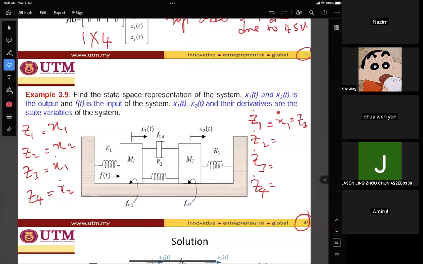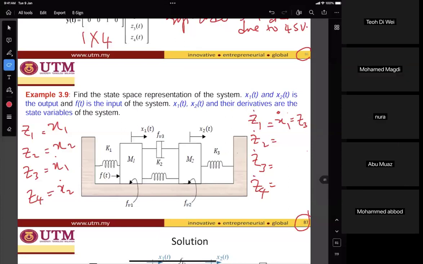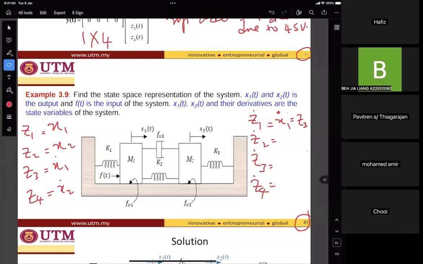Tak datang. Hello. Amirul. Second state variable. Z2 dot. Hello. Kita planet lain. Oh, tak apa.